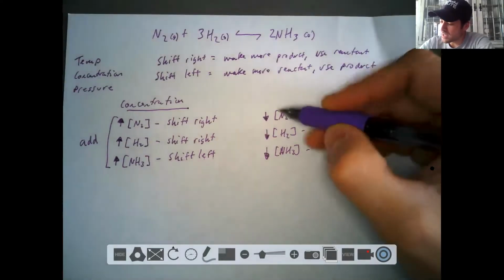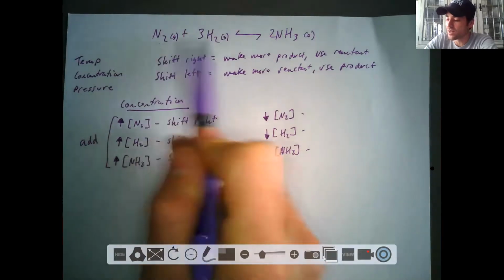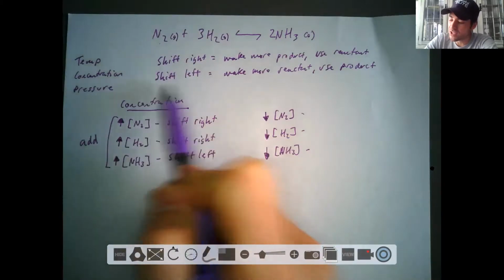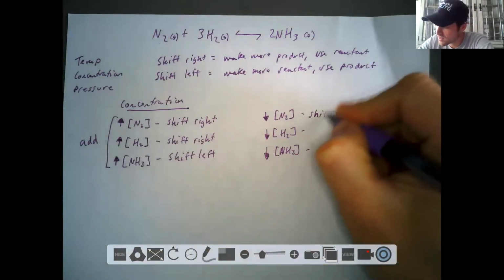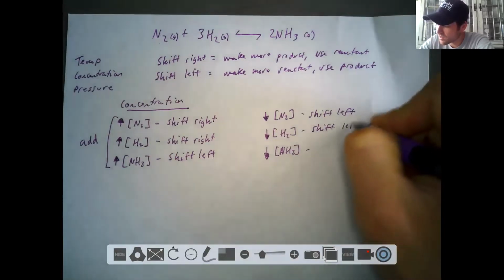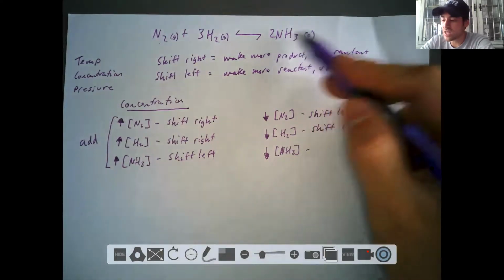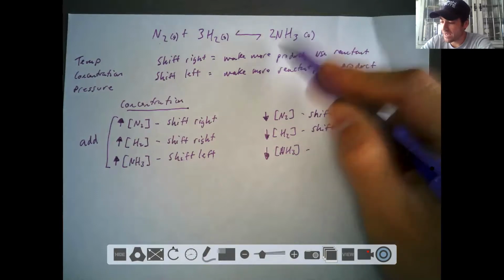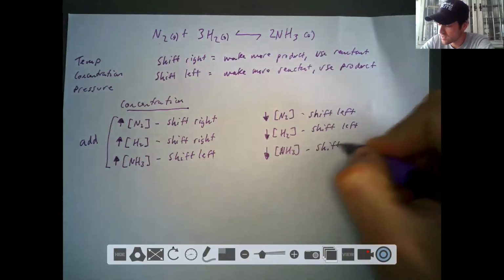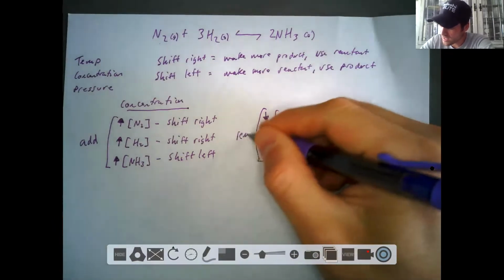And so we know, N2, if I remove N2, N2 is on the left. So that means I don't have enough of what's on the left. So I'm going to have to make more of what's on the left. And so that means shift left. And that would be the same scenario with H2. With NH3, if I remove NH3, that means I have not enough here. So that means I need to make more of what's on the right. So to make more of what's on the right, we're going to shift right. And so we look here, and I could say that's removing.